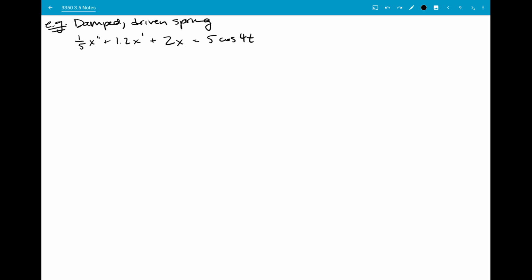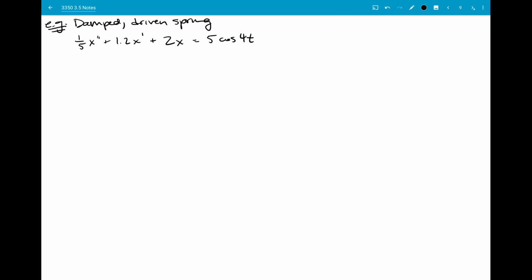Now we're saying we're kind of pushing on that spring in a cosine type way. So we push, pull back, push, pull back. Again, remember when we do these applications, what we called y before is now x, and what we called x before is now t.